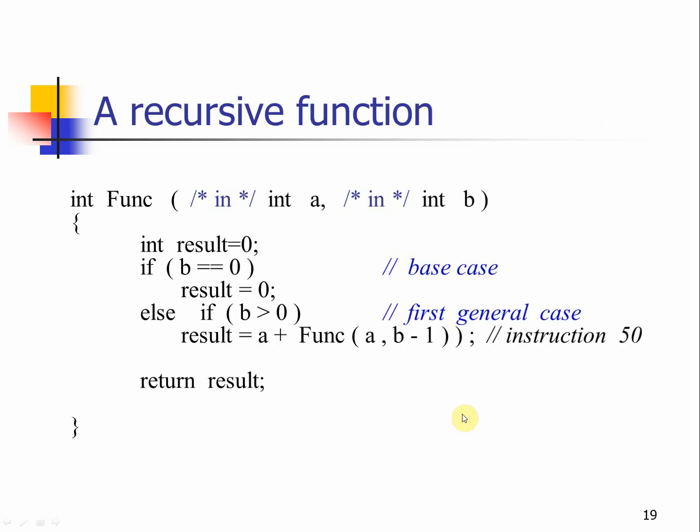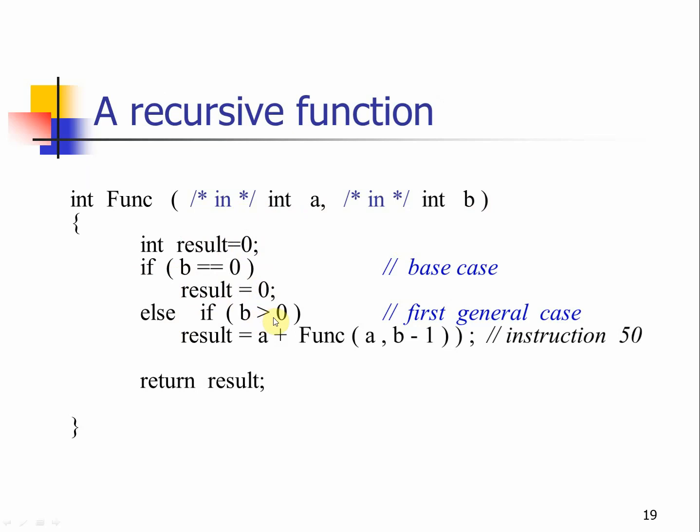Let's take a look at another example. This time, we use two parameters. So this is like the next level of the simple recursive function call that we have seen. In this recursive function, we initialize result equal to 0. We take two parameters. If b is equal to 0, we say result equal to 0. Obviously, this is our base case scenario.